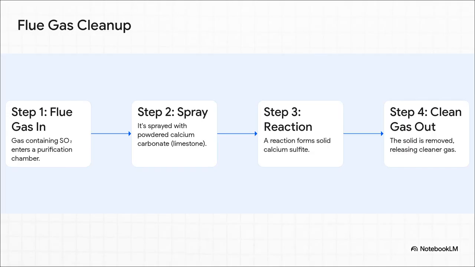And what about the big power plants churning out all that sulfur dioxide? Well, we can actually scrub it clean using something called flue gas desulfurization. It's pretty straightforward. The dirty gas with all the SO2 goes into a chamber. Then we spray it with powdered limestone, which is just calcium carbonate.